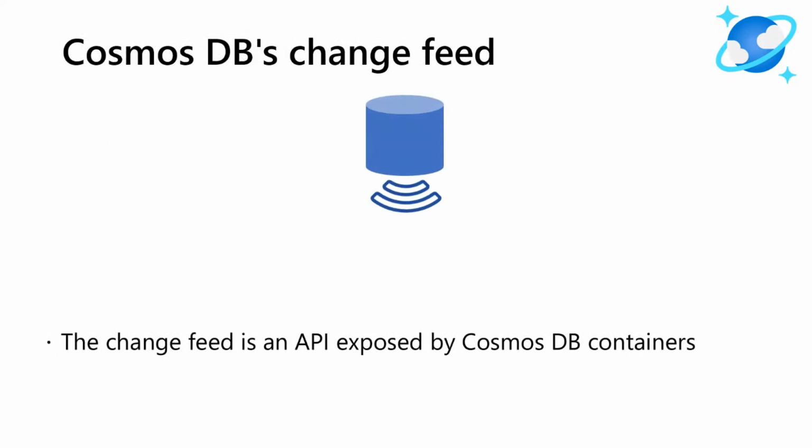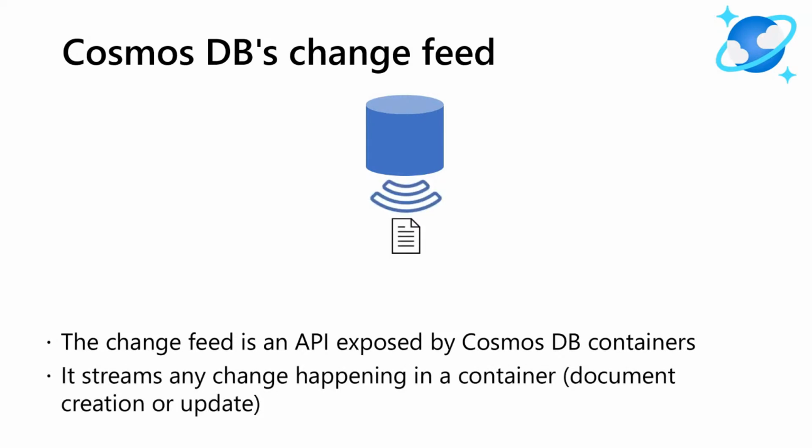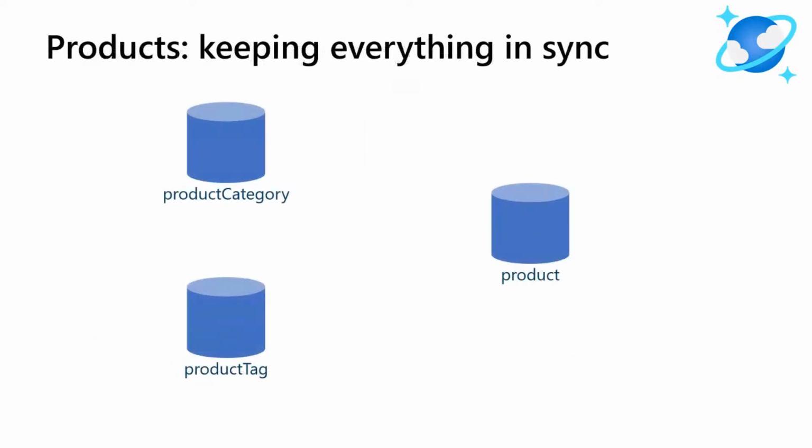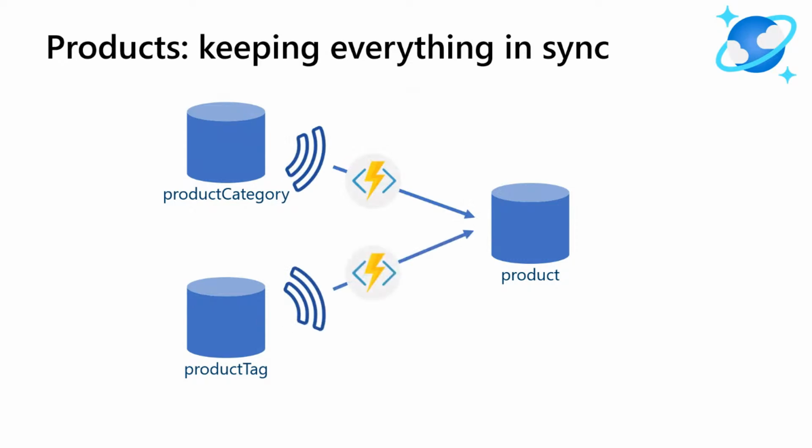Now, change feed is an API that lives within every Cosmos DB container. Technically, it lives within every physical partition, but just ignore that. As far as users are concerned, you access it through the container reference. So whenever data is written to Cosmos DB, such as an insert or an update, change feed streams these to a delegate that you can listen to and then use that event to respond to data that was changed. In our case, we have to listen to changes that occur to our product category container, as well as our product tags container.